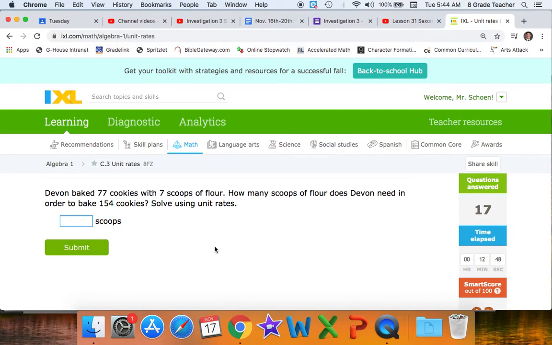Devin baked 77 cookies with 7 scoops of flour. How many scoops of flour does Devin need to order to bake 154 cookies? Solve by using unit rates. In this case, you're going to take 77 divided by 7, and you get 11 cookies per 1 scoop. And then it says, how many scoops of flour does Devin need in order to bake 154 cookies? So I would take 154 and divide by 11. I would get 14.